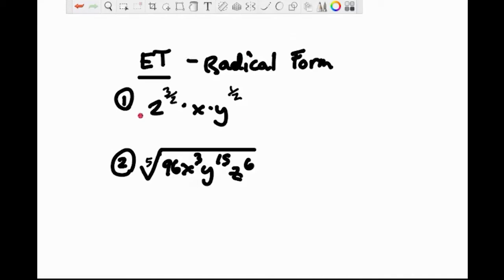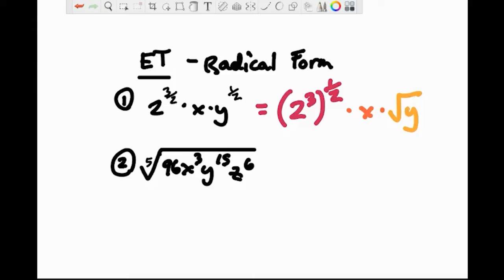So for this one, it's 2 to the 3/2 power. So we want to convert that to radical form. So what I'm going to do is it's going to be 2 to the 3rd, so it's whatever's on the top, to the 1/2 power times x, and then y to the 1/2 is just the square root of y. So you get something like this.